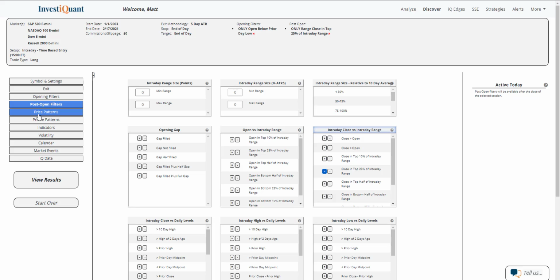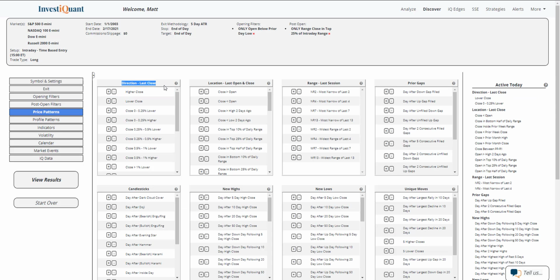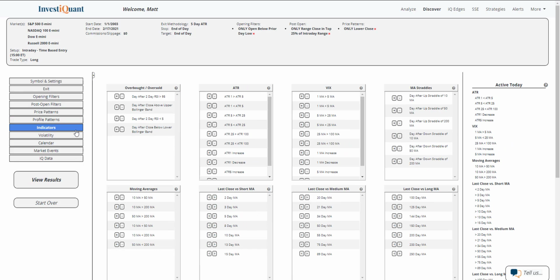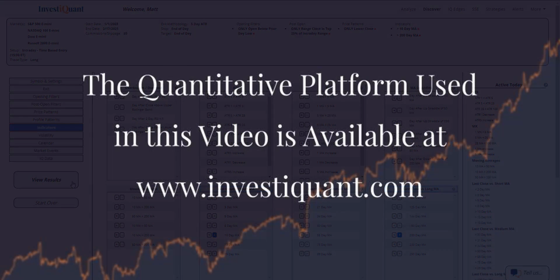Next, I'm going to go into price patterns, into the direction last close category, and I'm simply going to say yesterday was a lower close. So we've gotten a pullback from yesterday's close and then follow-through into the overnight session with the opening below the prior day low. That's kind of a weak scenario there. And we are getting strong action where we're trading up near the highs following that weak price action. Now I'm going to add a little bit more context around the environment that we're in, by saying we're above a 10 and 200-day simple moving average, so a stronger market environment where we're getting this weak price action. And lastly, I'm going to hit view results.